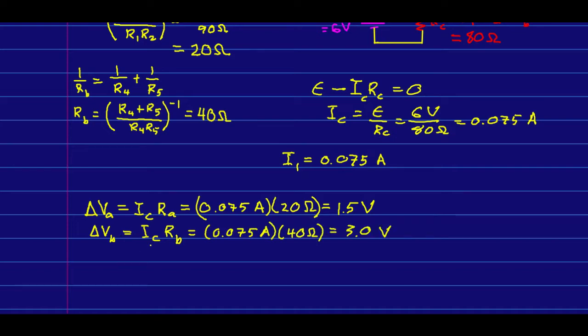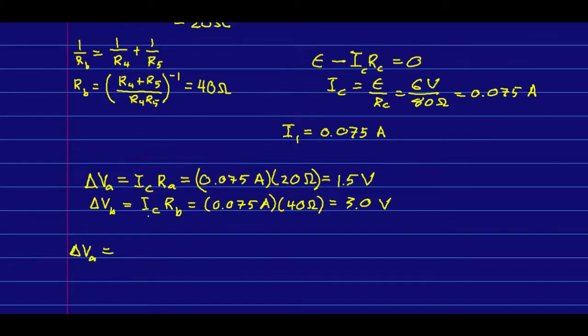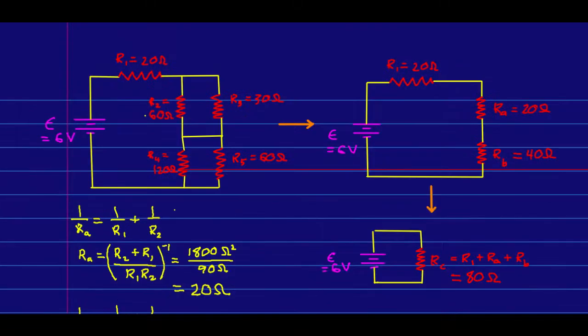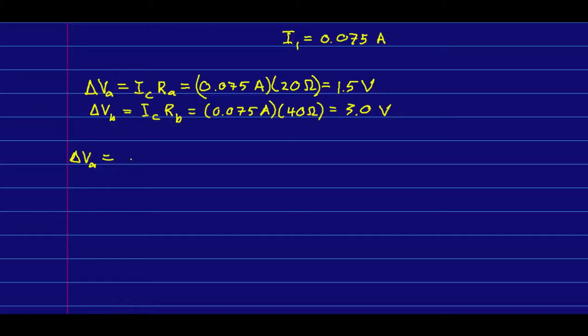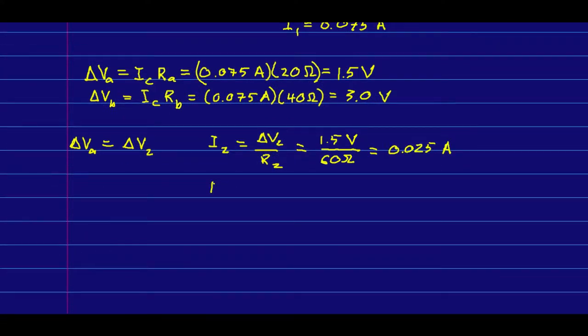And so now I can solve for what I actually want, because I know, for example, that delta VA is equal to delta V2. And so I know that I2 is going to be this, and so on for the others.